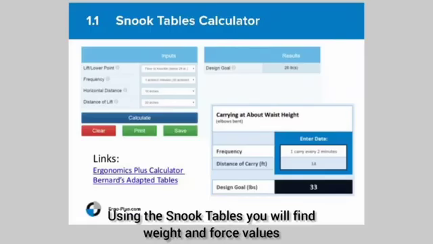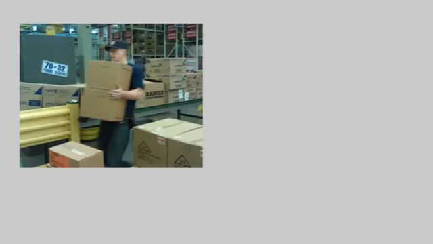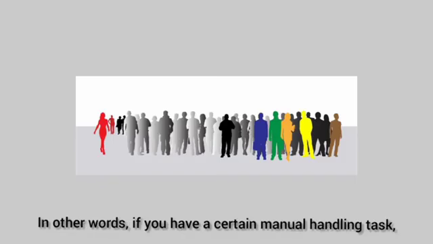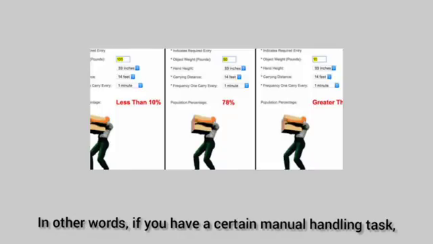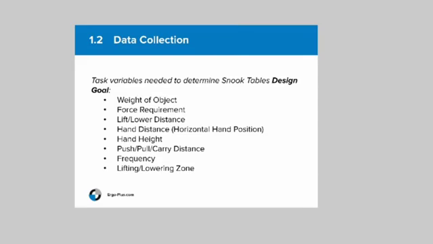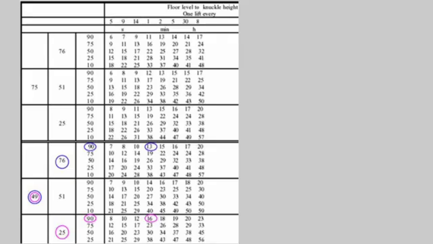Using the Snook tables, you will find weight and force values that are deemed acceptable to certain types of manual handling tasks, such as lifting, lowering, pushing, pulling, and carrying. It is applicable to a certain percentage of the population. In other words, if you have a certain manual handling task, then when using these ergonomic assessment tables, you will be able to see how high a percentage of males or females are capable of carrying out the task.